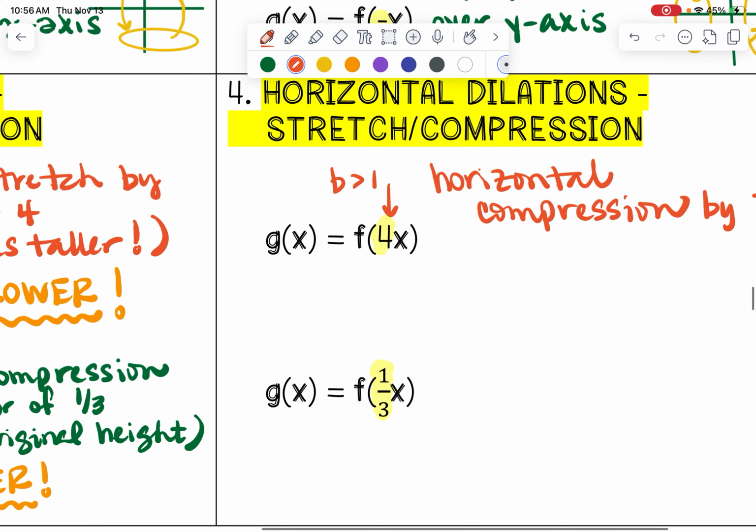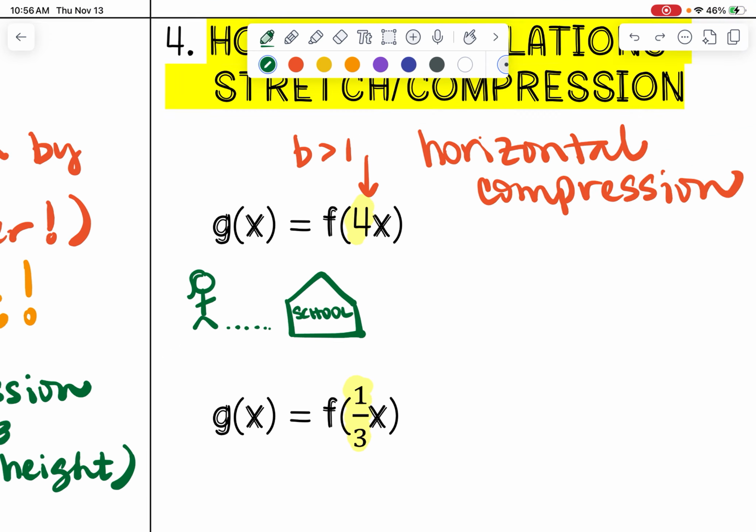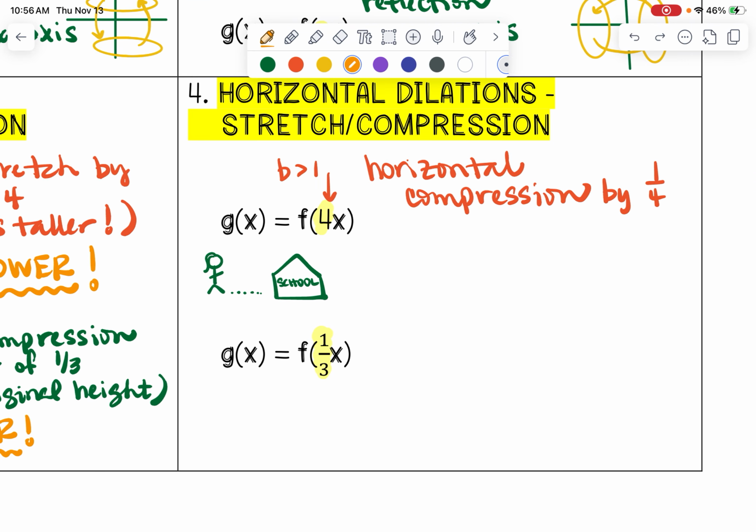All right, if I'm walking to school, right? If I'm going 4 times my normal speed, actually, hold on. I'm going to graph a parabola. Here, let's say this is the parent function. So my parent function is my normal speed, right?